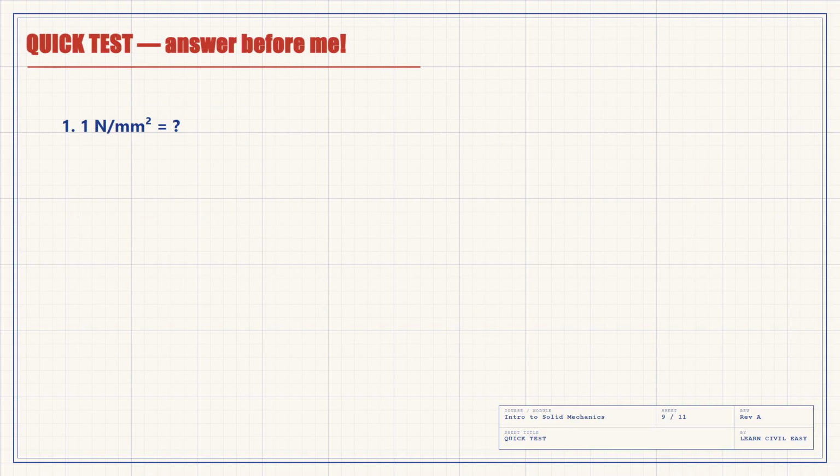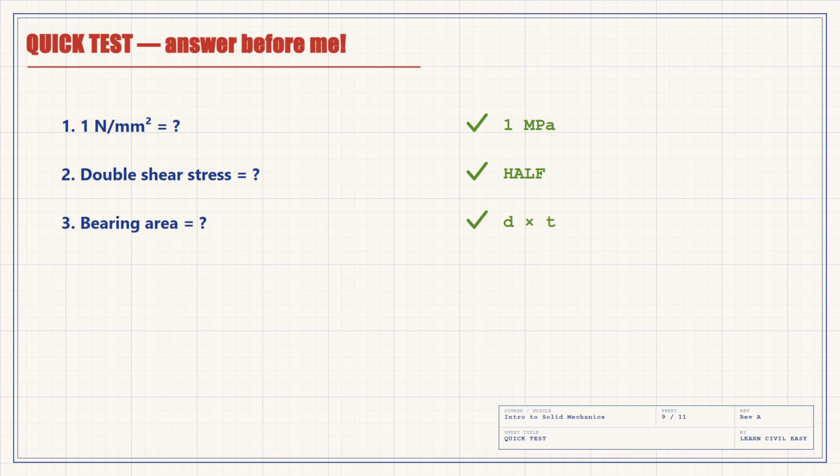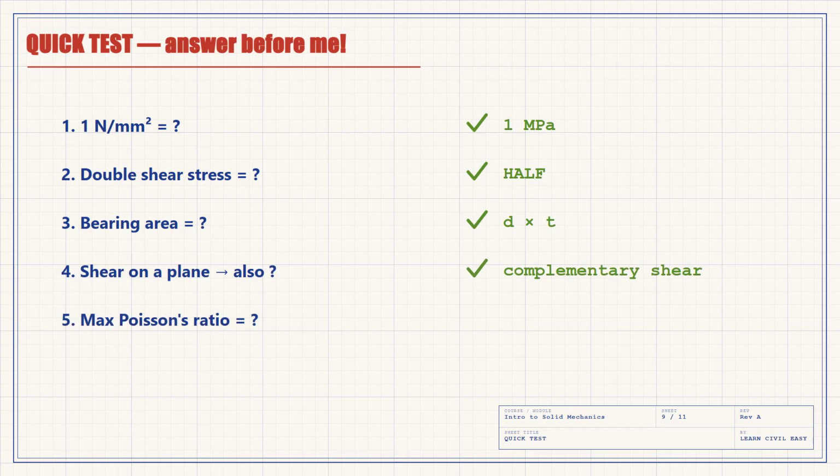Pens down. Answer before me. 5 one-liners exactly the way they're asked. 1. 1 Newton per square millimeter equals how many megapascals? 1. 2. For the same load, double shear stress is what compared to single shear? Half. 3. Bearing stress on a rivet uses which area? The projected area, d times t. 4. A shear stress on a plane is always accompanied by an equal complementary shear on the perpendicular plane. 5. The maximum value of Poisson's ratio is 0.5. 4 out of 5.